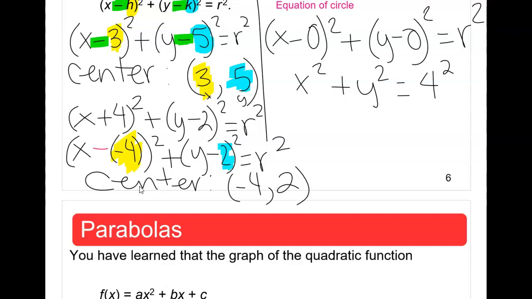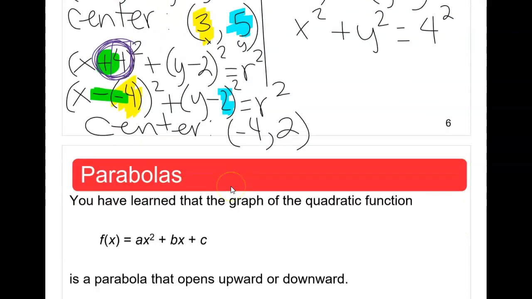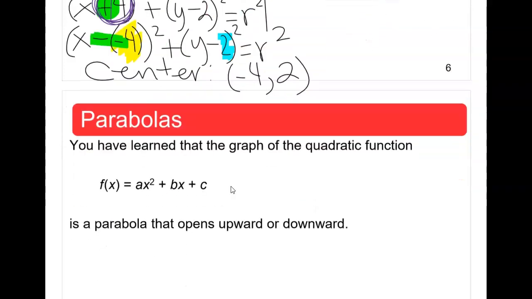And if you see a plus here, what it means is that you had a double negative, and so you should always take the opposite of the number that you see here. So if you have x plus 4, then the x coordinate of the vertex, or the center, I'm sorry, will be negative 4. So that's just a quick summary of the circle.